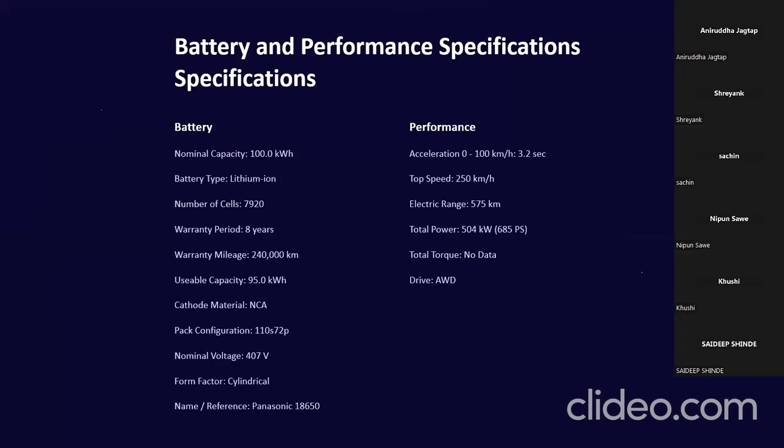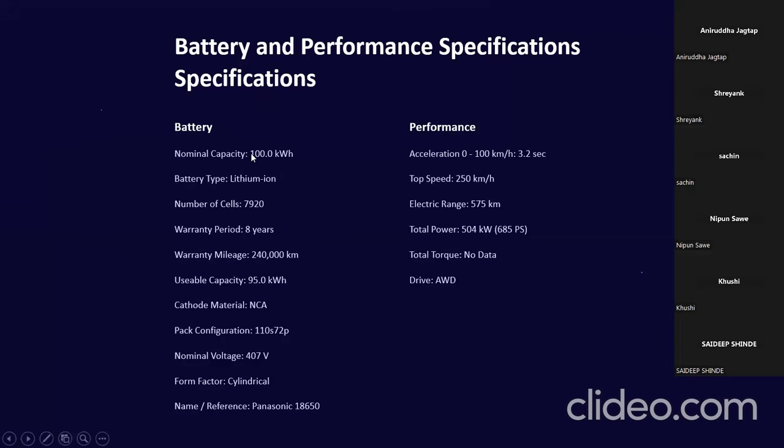The cylindrical type. And also the reliability part, the warranty period they are giving is 8 years. So if you drive your vehicle throughout 8 years, there should be no issue. So it has a warranty cover for 8 years. In terms of mileage also, they have provided 2,40,000 kilometers.